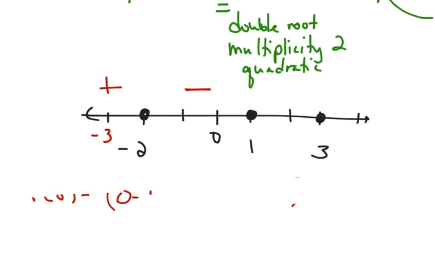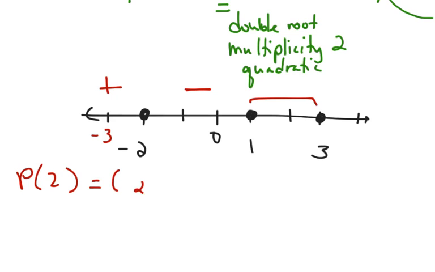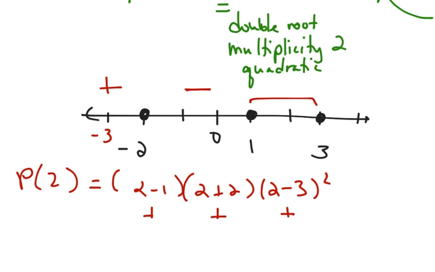Now I'm going to test between 1 and 3. So now I'm going to try 2 to find out what happens here. Alright, so I've got 2 minus 1, 2 plus 2, and 2 minus 3 squared. So this is going to be a positive, this is going to be a positive, this is going to be a positive, so it's a positive. So this part of the graph is above the x-axis. And then I'm going to do this one more time, and I'm going to check out what happens over to the right.